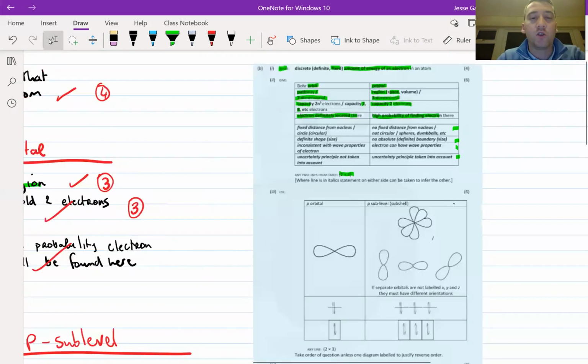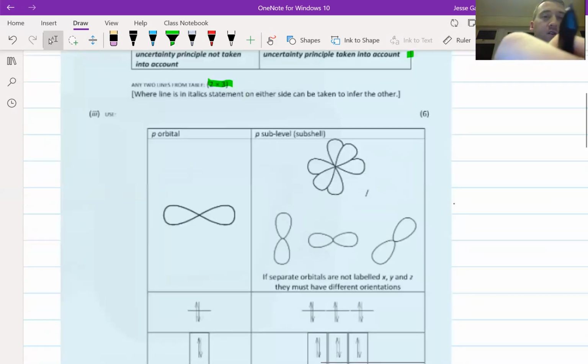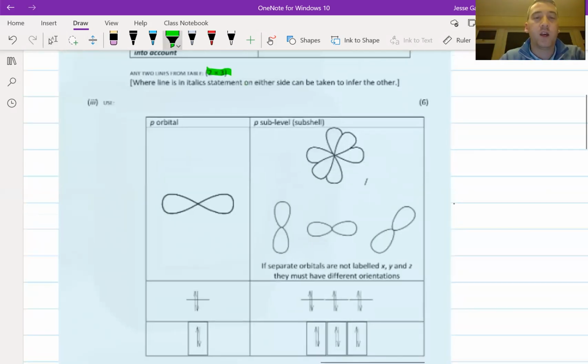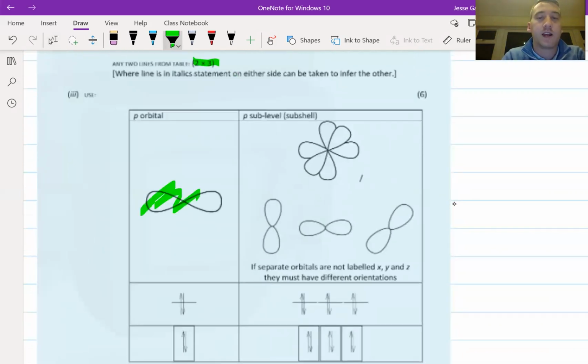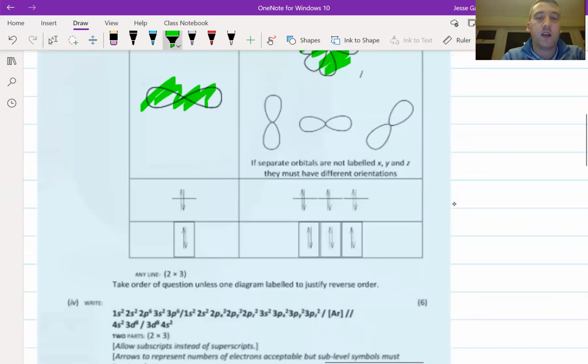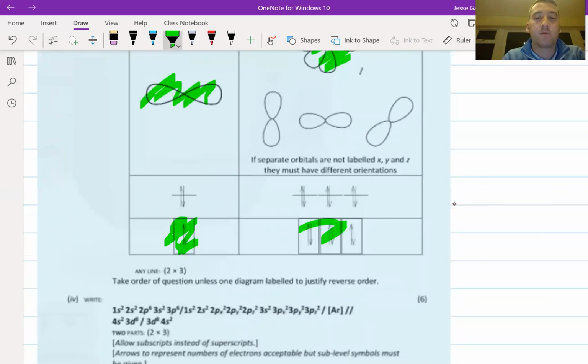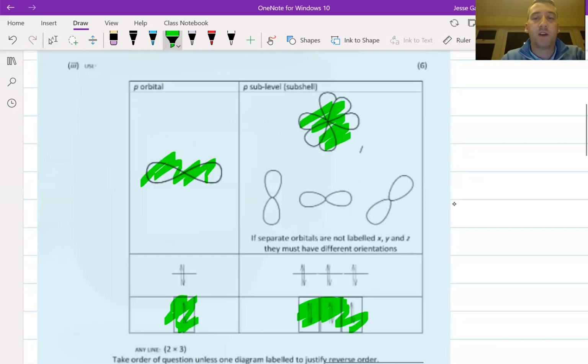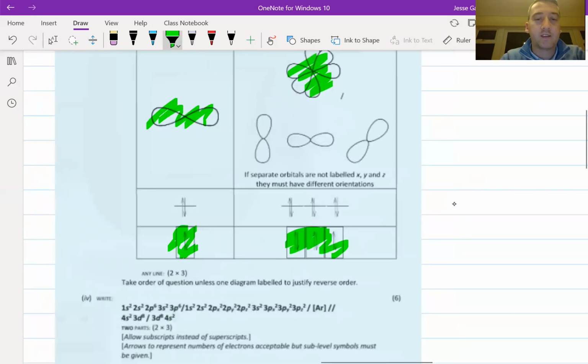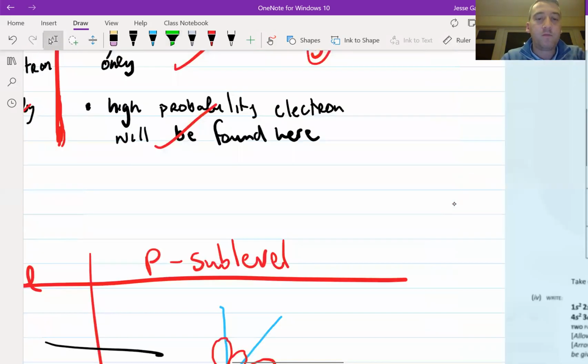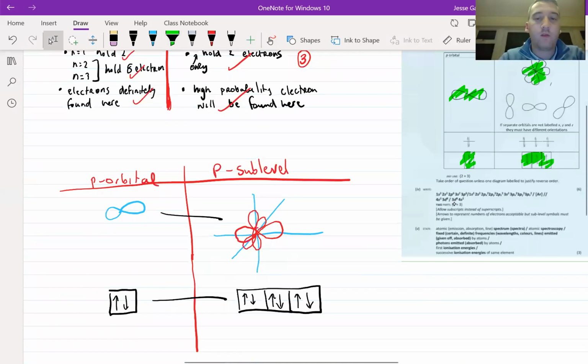The next thing was to use a diagram to explain the difference between p orbitals and p sublevels. This is exactly the one we went for first. And we also have, look, here is the electron spin diagram. So either of those is perfect. And again, that is 6 marks. So we have the 6 marks got for that.